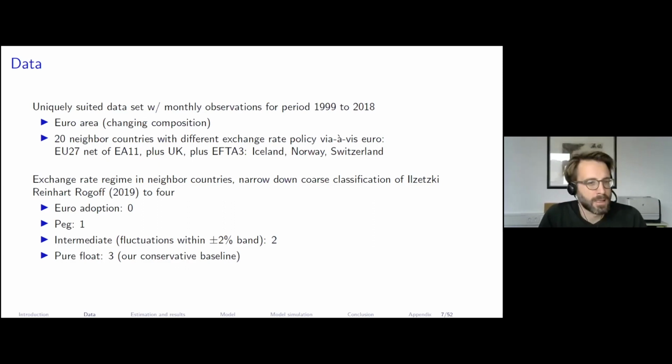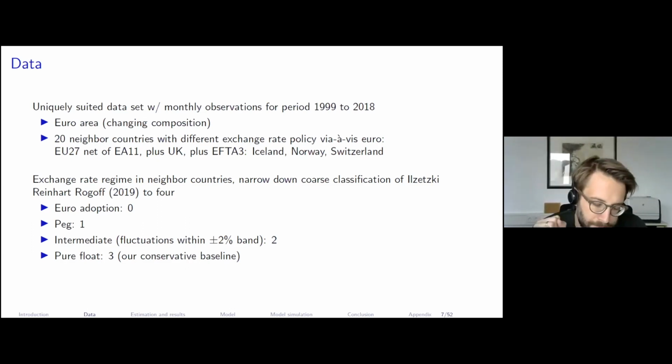And in these 20 countries, we look at the exchange rate regime, and the classification starts with Ilzetzki, Reinhart, and Rogoff. They have a coarse scheme with 6 regimes. We narrow it down to 4. So we have the euro adoption that we classify with a 0. Then we have a peg, which is a 1. We have an intermediate regime, which means fluctuations within plus minus 2% bands. And we have a pure float.